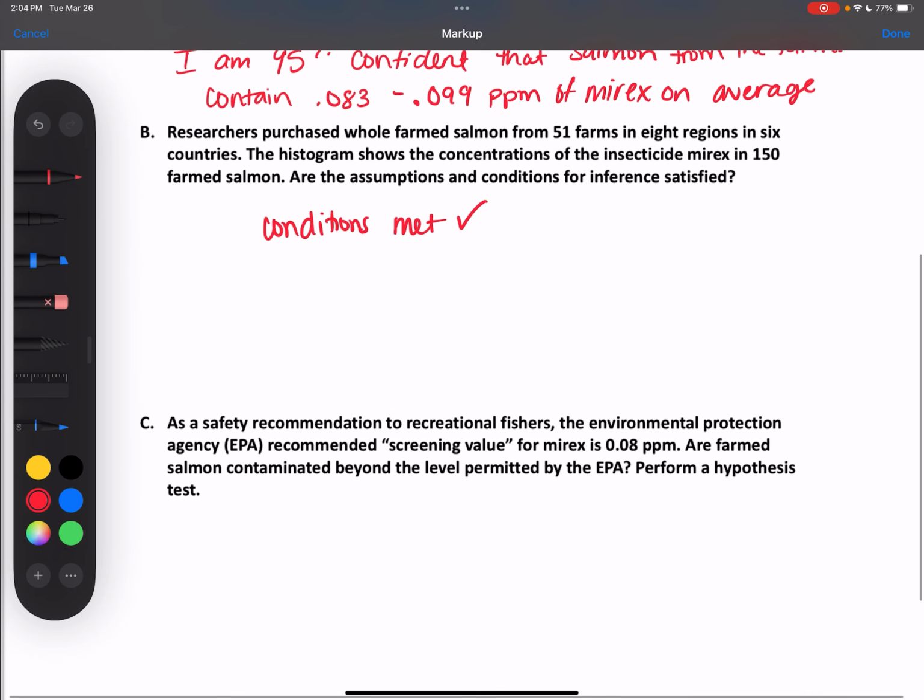Obviously, again, if this was a short answer question, you'd want to write them out. And I would explain that you didn't actually look at the histogram, but because that number is greater than 40, you can assume that it's nearly normal, as it doesn't give us any reason to think that it's not.